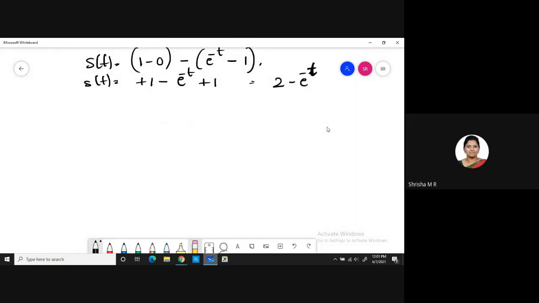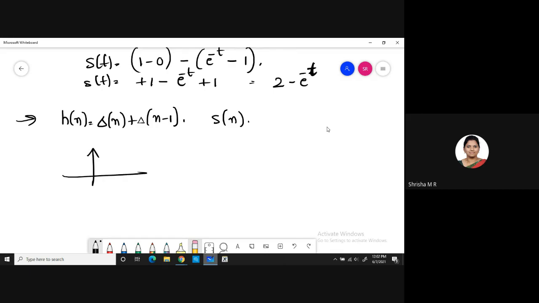Find the step response of the system whose impulse response is given as h of n is equal to delta n plus delta n minus 1. You have to find s of n, that is step response. So h of n is equal to delta n plus delta n minus 1. It is equal to 1 comma 1. Your origin is at n is equal to 0. Got it? Clear? This is at 0 and this is at 1.